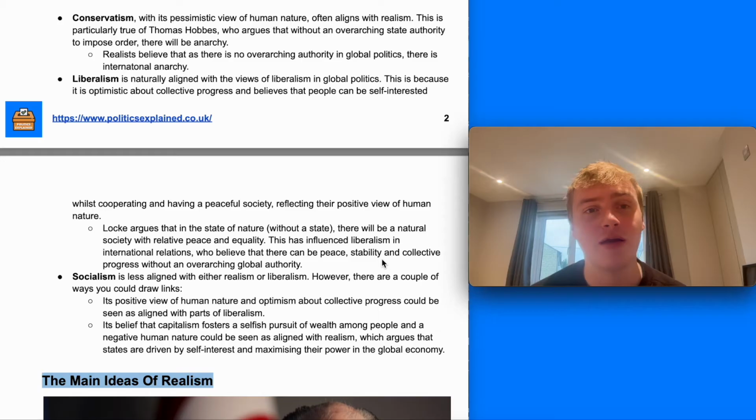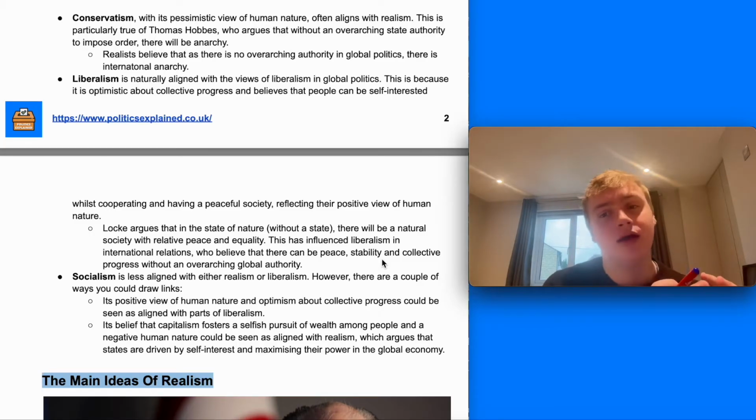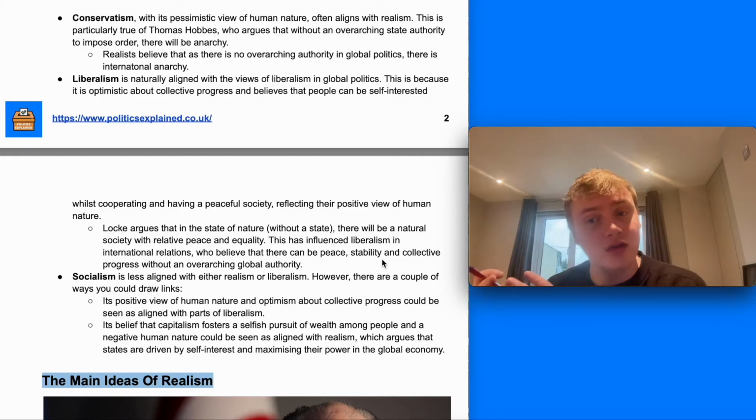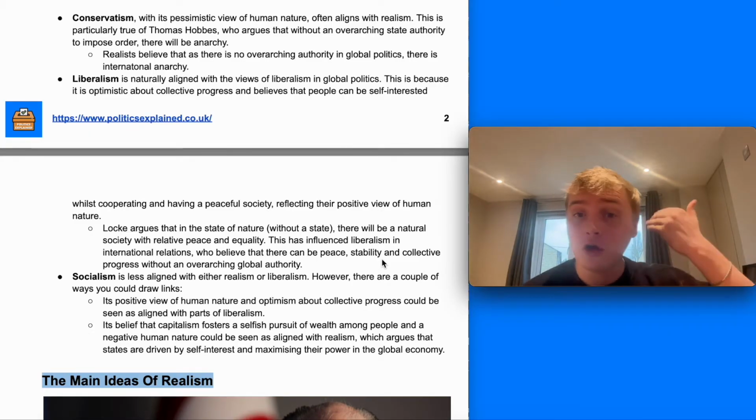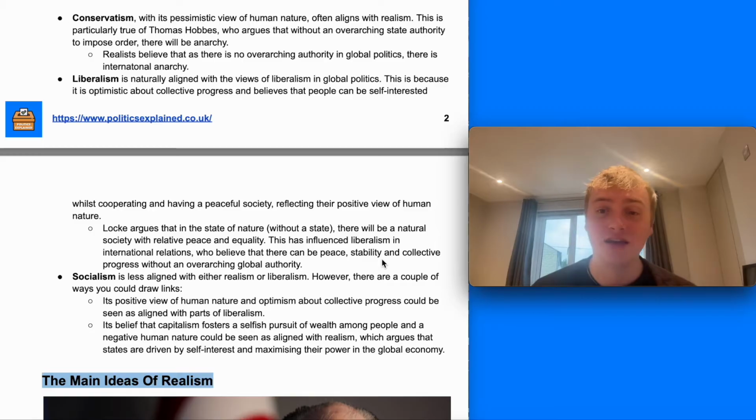So conservatism has a very pessimistic view of human nature and often aligns with realism. That's particularly true of Hobbes, who argues that without an overarching state authority to impose order, there'll be anarchy. Taking that to the international community and the international order, realists believe that if there's no overarching authority in global politics, there's also going to be international anarchy. So you can very much make that synoptic link there.